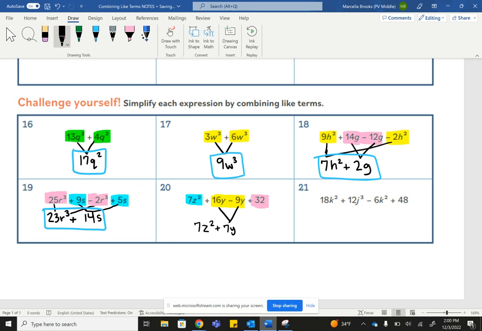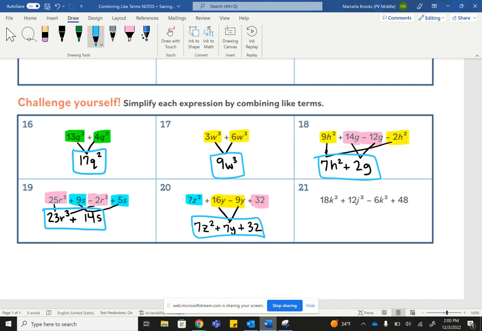So 7y, and 7z squared. This is a z, so don't get that confused with the 2. And then we just pull that 32 down. So we could only combine 2 terms in there, the 16y and the 9y.